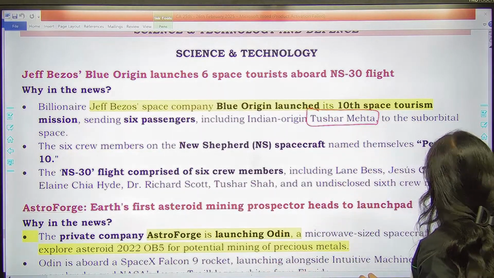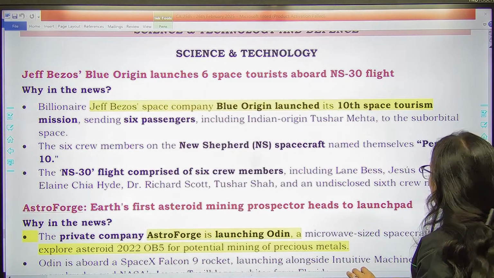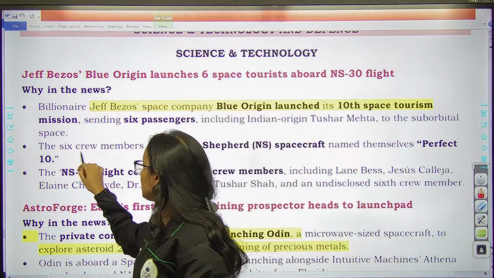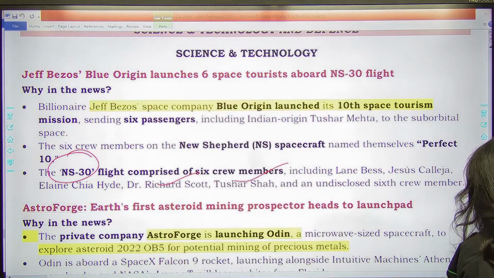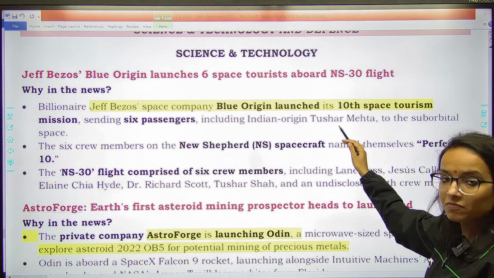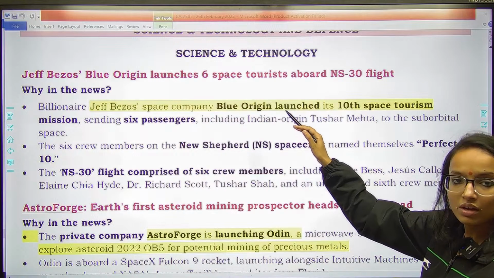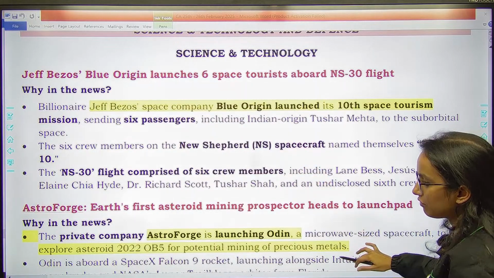Tushar Mehta. What is the name of the flight? NS30 flight, there are 6 crew members. So this is the 10th space tourism flight of Blue Origin, which is a space company of Jeff Bezos.